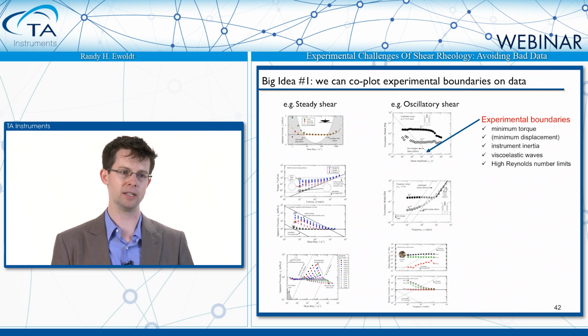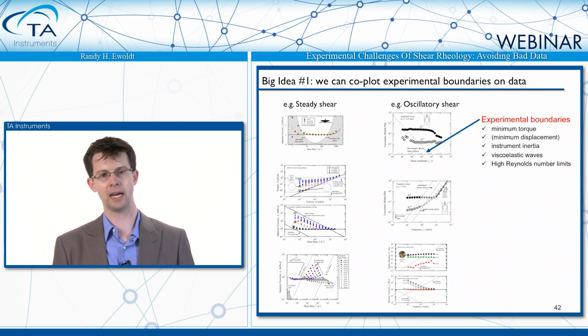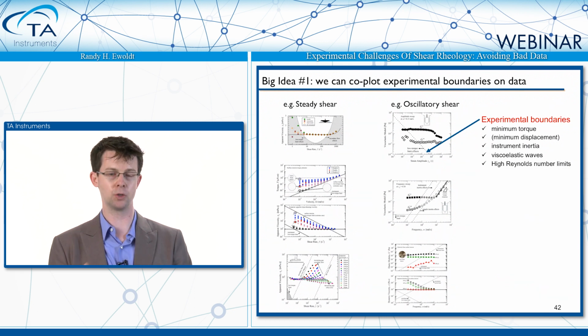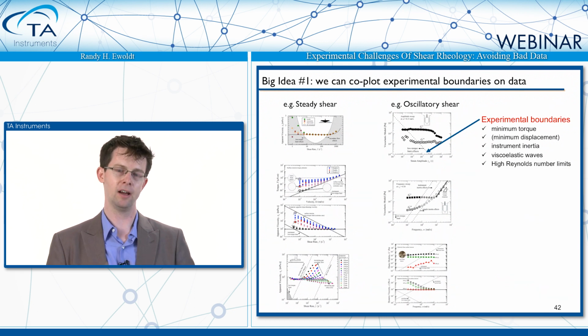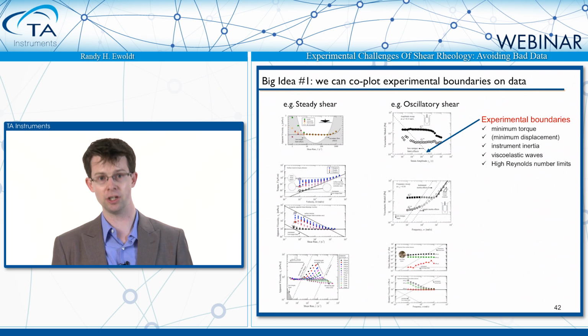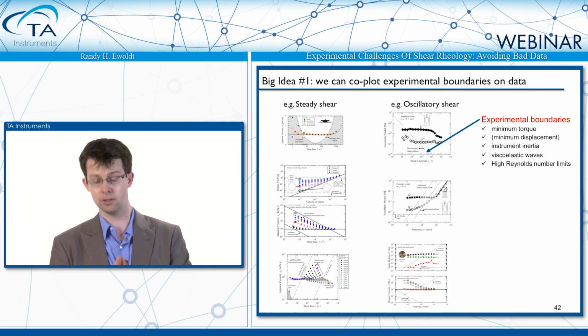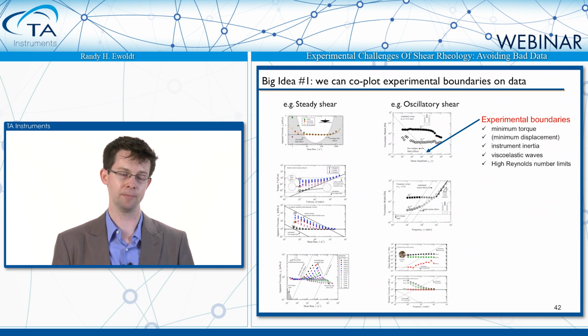So here are all of the examples we've seen today that use the technique of co-plotting the experimental boundary or the experimental limit directly onto the data of a material function versus shear rate, for example. And there are several of these given in the check marks here. For each of these, you've seen an equation that allows you to plot a line on your data. I think it'd be great if we just expected everybody to always be plotting these lines on the data. It would make our jobs faster because we'd see if we're running into limits or not.